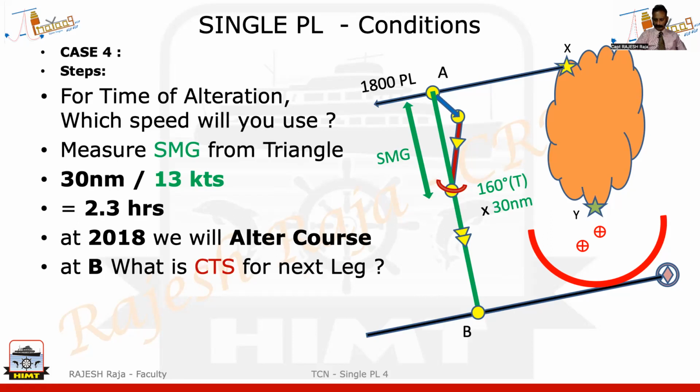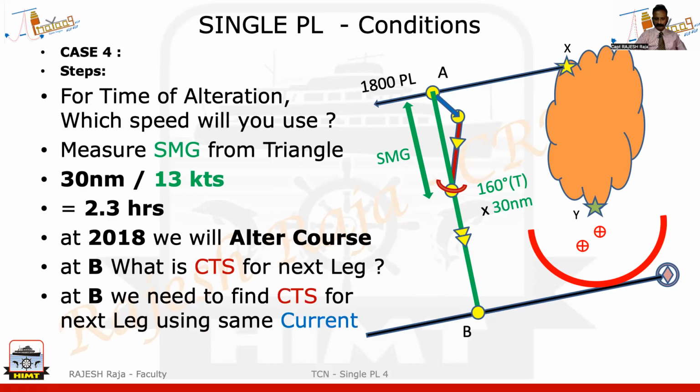So if you look at the next parallel line after Bravo, is that the CTS? That is my next question. And if you are attentive to the current given, no, it is not. So that means I have to find once again a CTS for the second leg because the current is known to me. And this track ensures that you stay on this track.